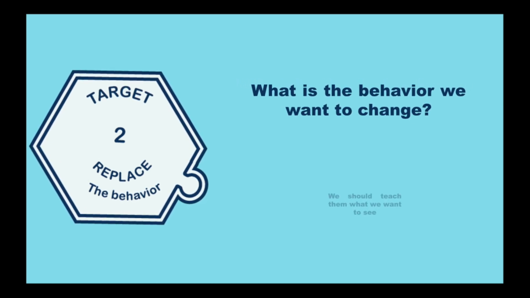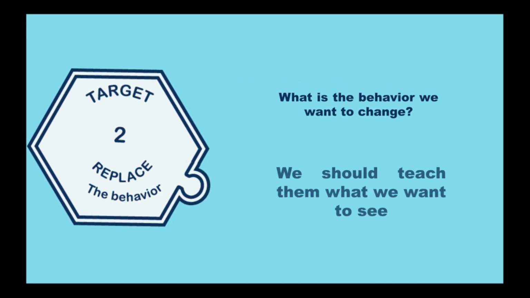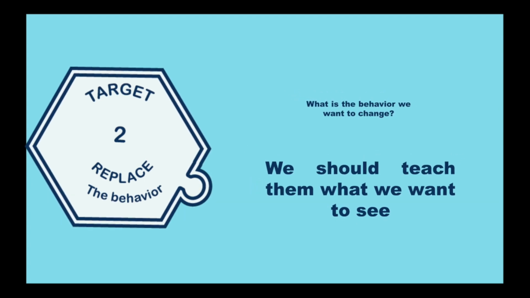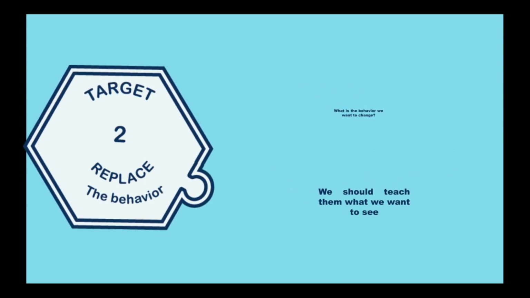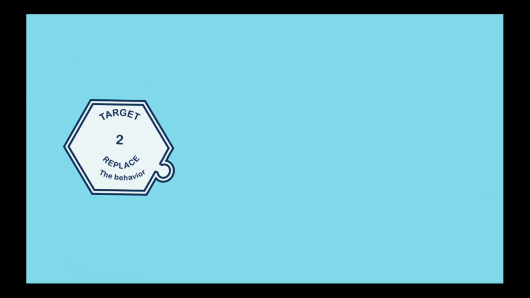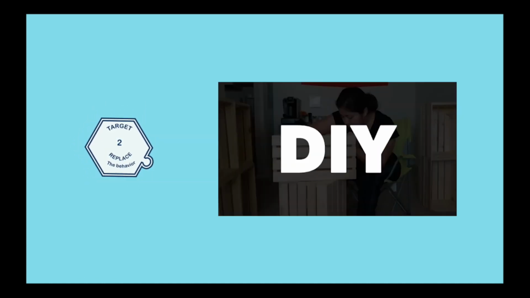We actually have to tip the replacement behavior, which means we teach it. We imprint it by modeling it for them. We practice it with them and we praise the approximations of the replacement behavior when we see it. So that's how we replace the behavior.